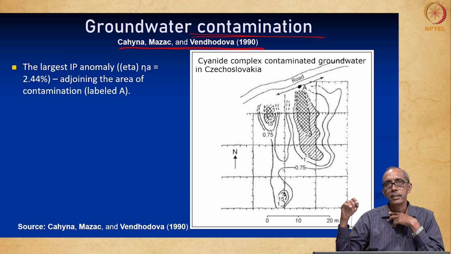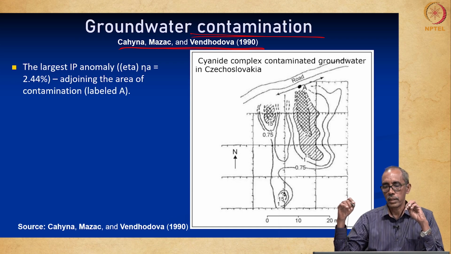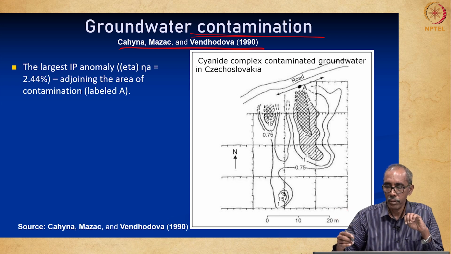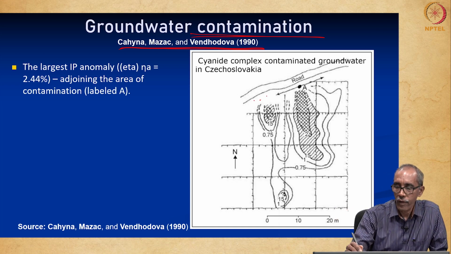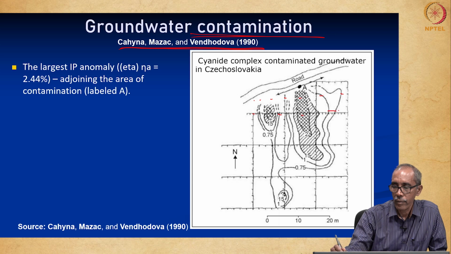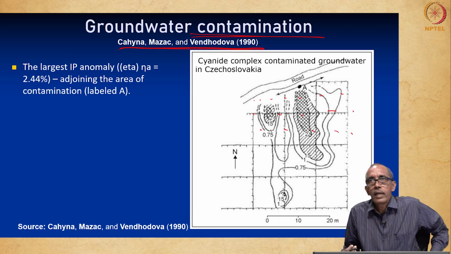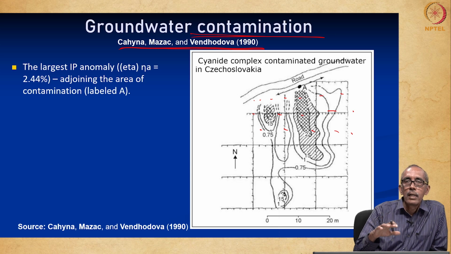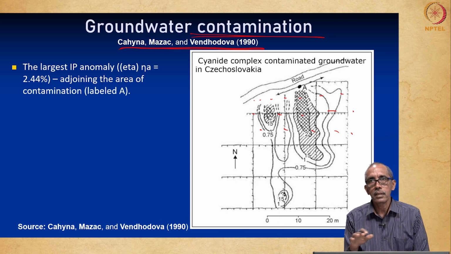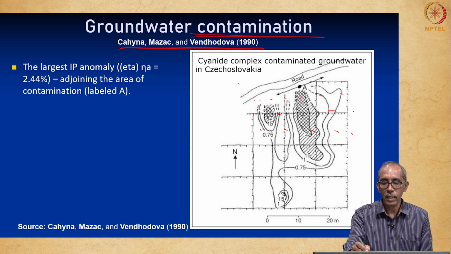Here on the right hand side is a map showing us the variation in the induced polarization, right. So, they had carried out an induced polarization survey at different locations. This is a map of a region, right? They have carried out induced polarization at different locations of this particular area, right?